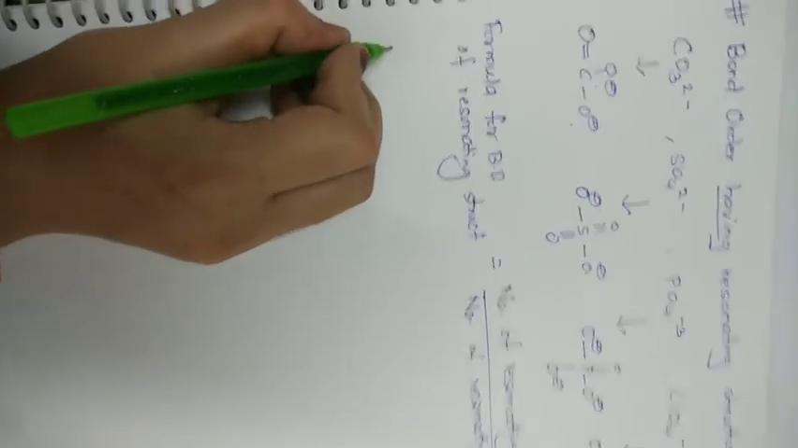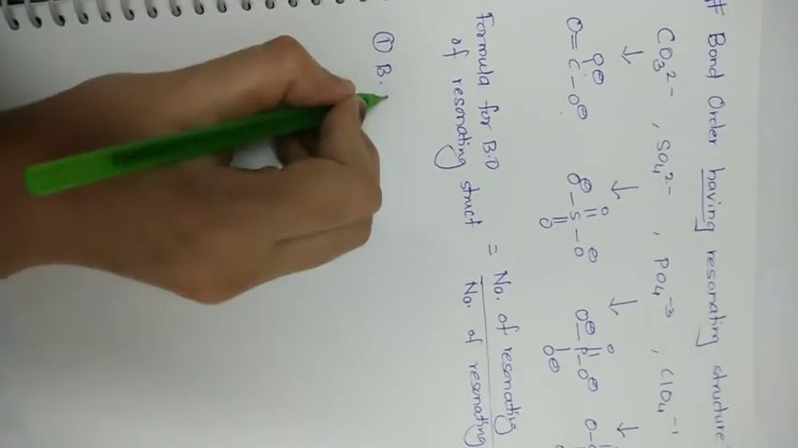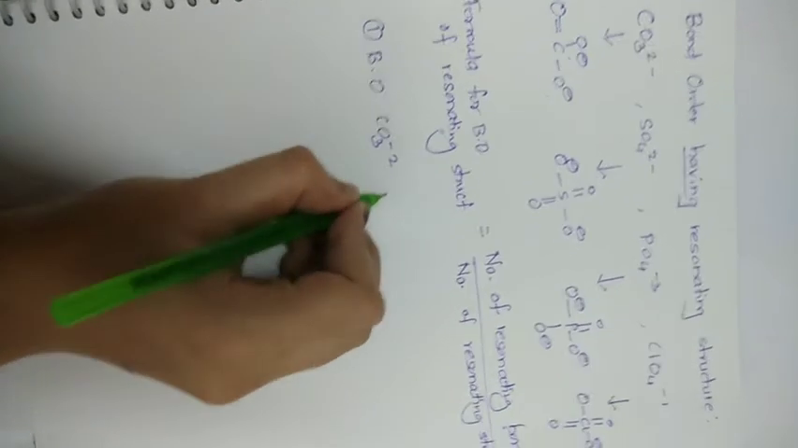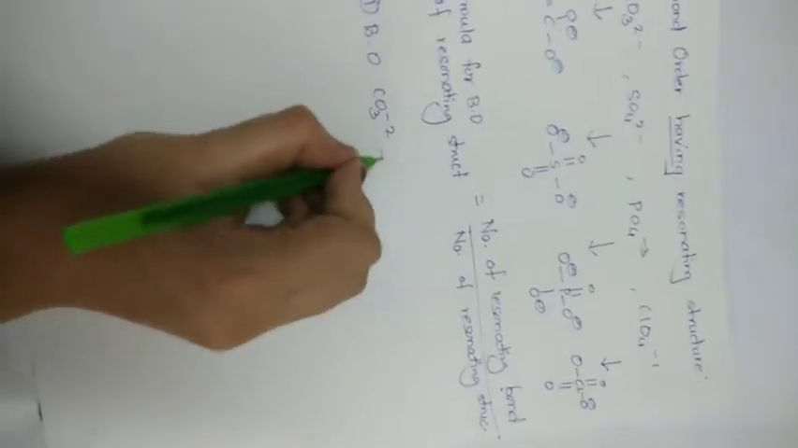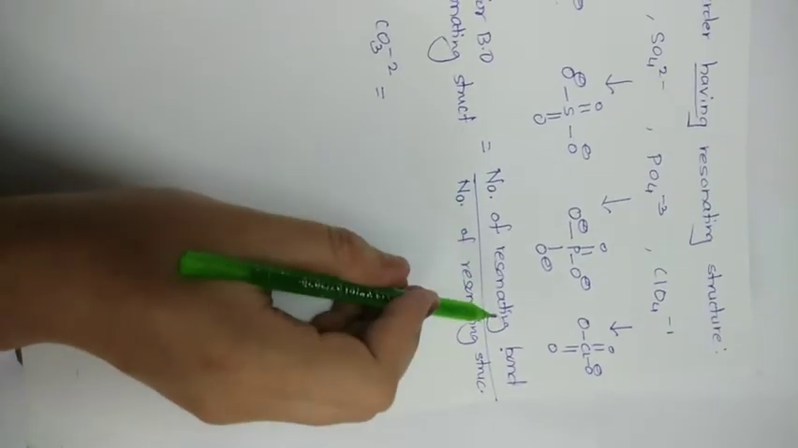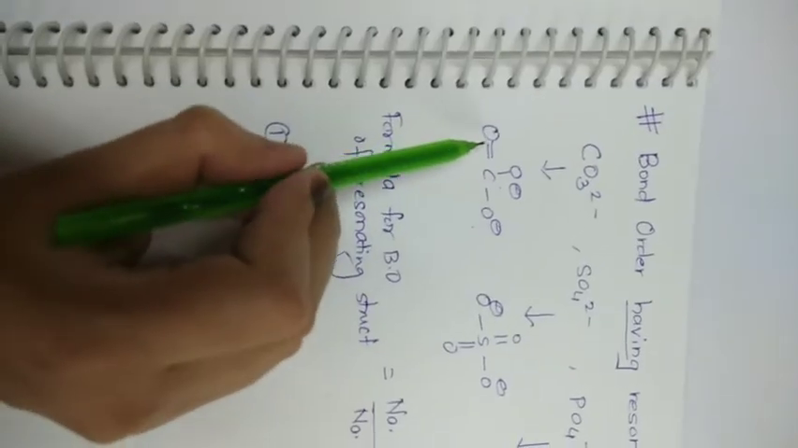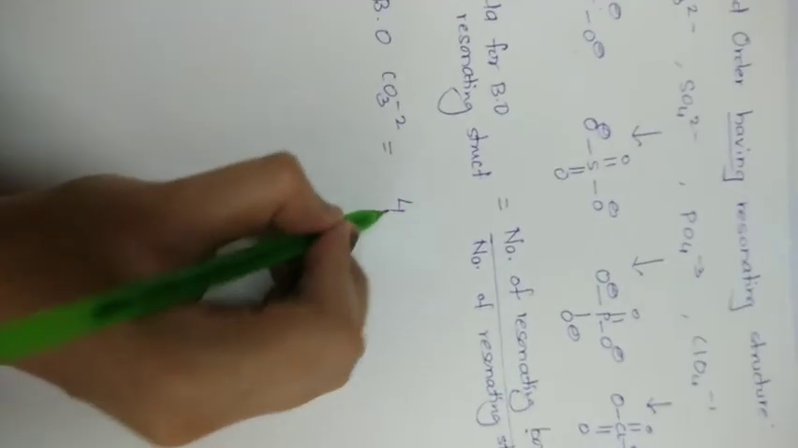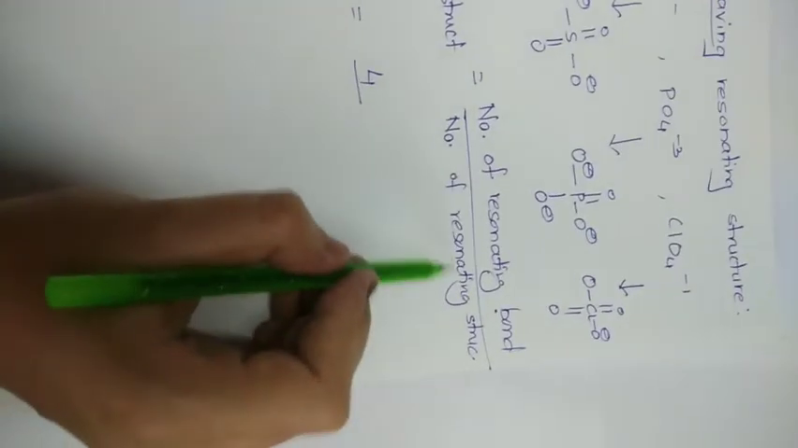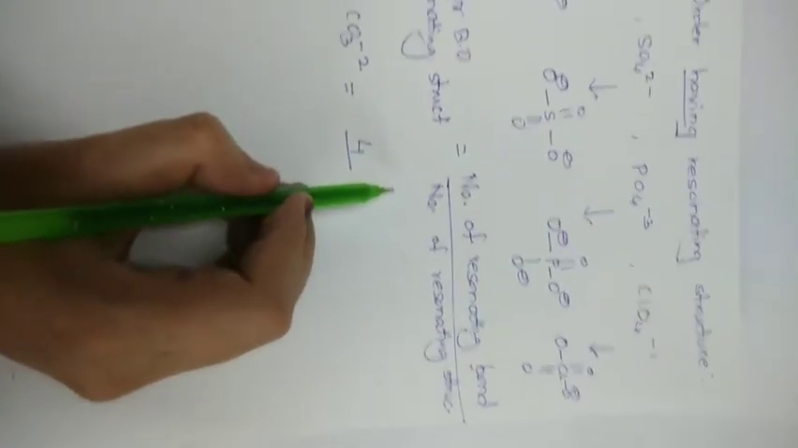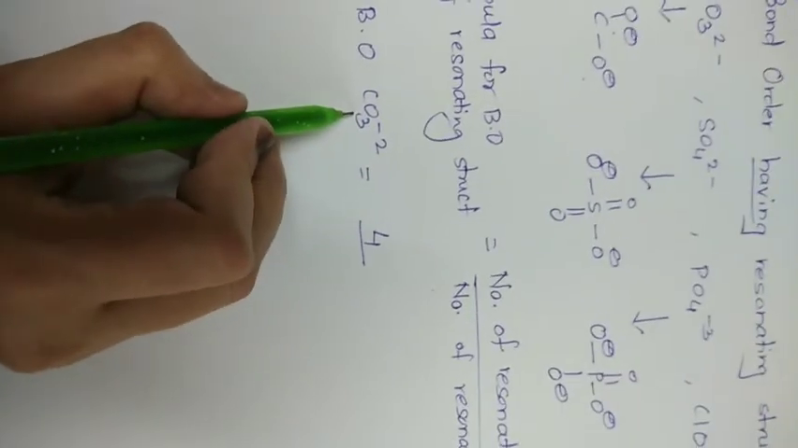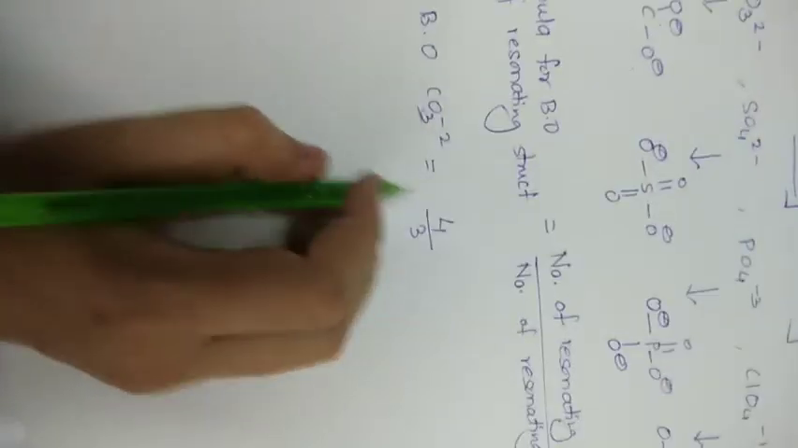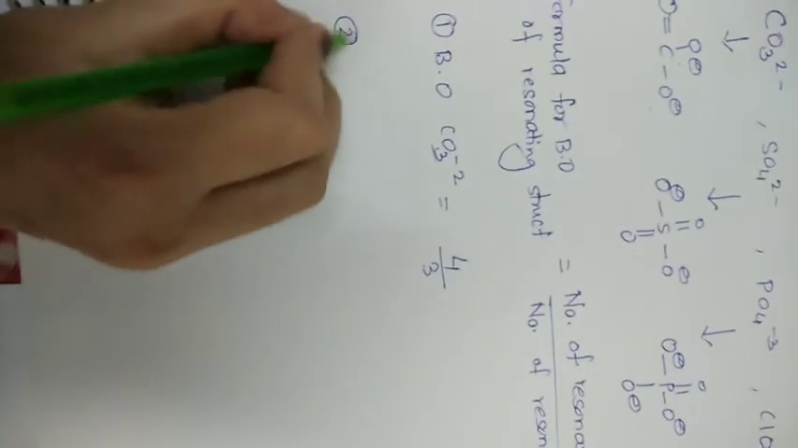Now I will calculate the first one. In a similar way you can start calculating the other examples, CO3 2 minus. Now what we have to put is the number of resonating bonds. See the structure. How many bonds are present? 1, 2, 3 and 4. So here you can write 4. Now what you have to write? The number of resonating structures. It is very easy. Look at this, number 3. Just note it down, 3. This is your answer, the bond order.